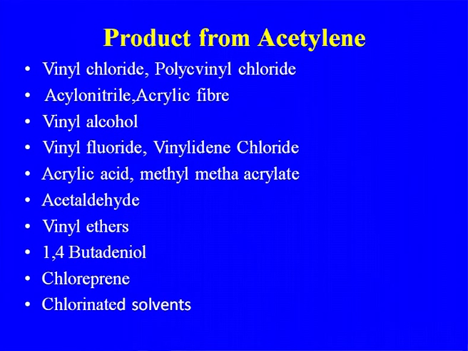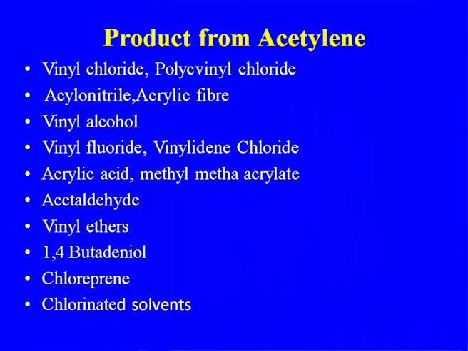These are some of the products we get from acetylene: vinyl chloride, polyvinyl chloride, acrylonitrile, acrylic fiber. Earlier, when the cracker plant was not there, vinyl chloride from the acetylene route was used for polyvinyl chloride. Now we make vinyl chloride from the ethylene we get from the cracker plant, but still one plant, Sriram Chemicals and Fertilizer at Kota in India, uses the acetylene route for production of vinyl chloride and polyvinyl chloride.